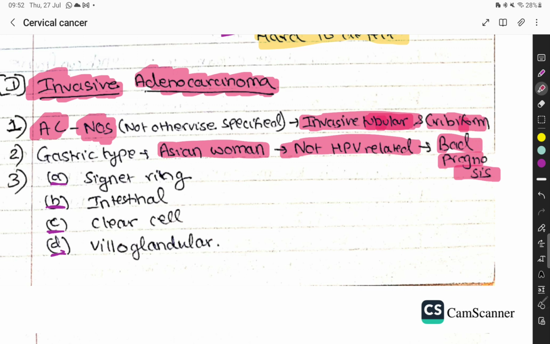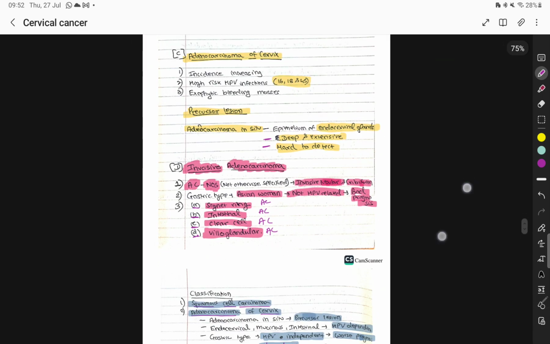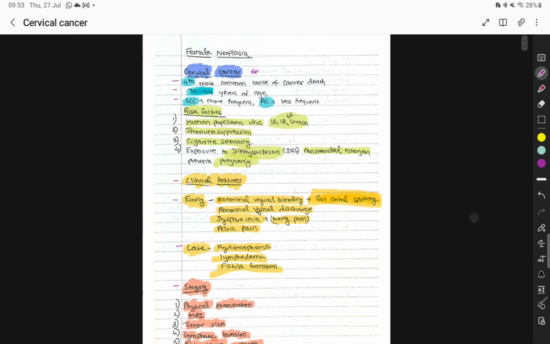Okay, there are four types of invasive adenocarcinoma: signet ring adenocarcinoma, intestinal adenocarcinoma, clear cell adenocarcinoma, and villoglandular adenocarcinoma, and they are all invasive. Okay, so we are done with cervical cancer.